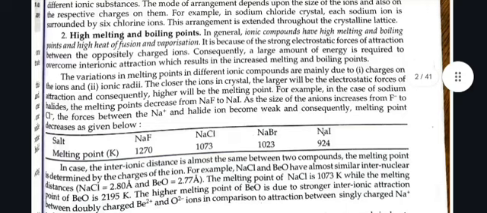Point number 2, high melting and boiling point. In general, ionic compounds have high melting and boiling points and high heat of fusion and vaporization. It is because of the strong electrostatic force of attraction between the oppositely charged ions.